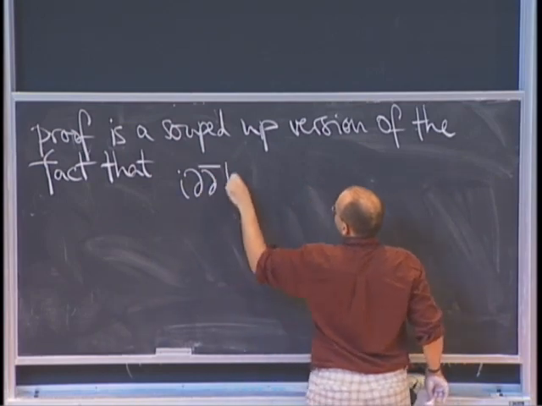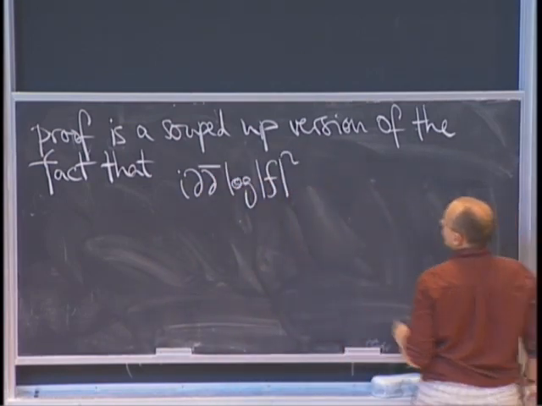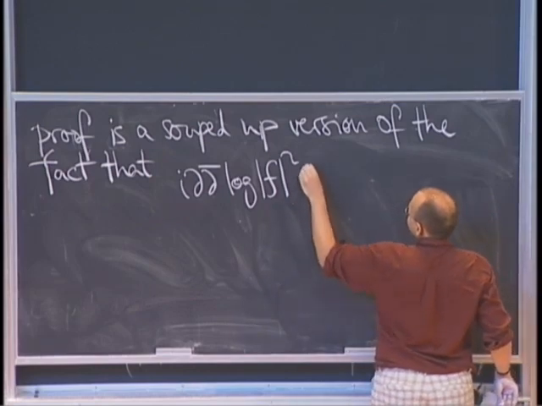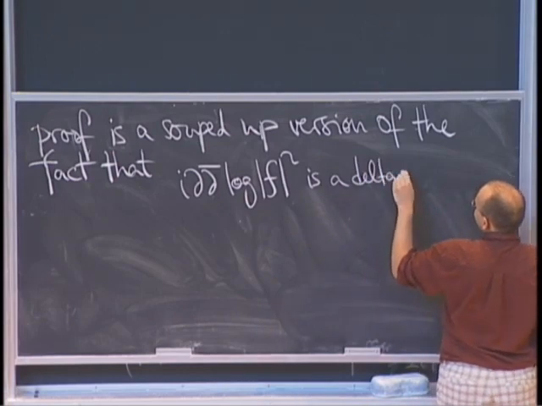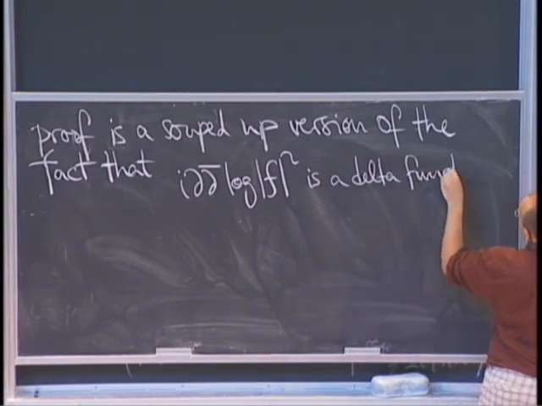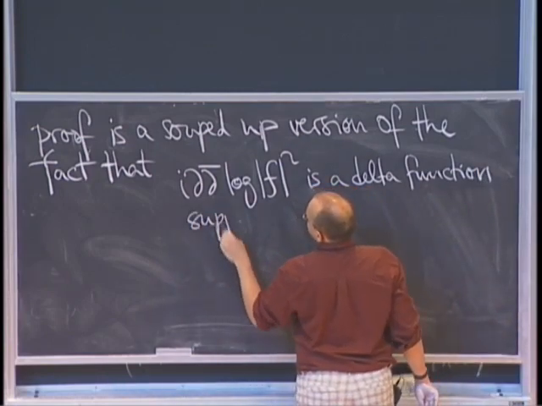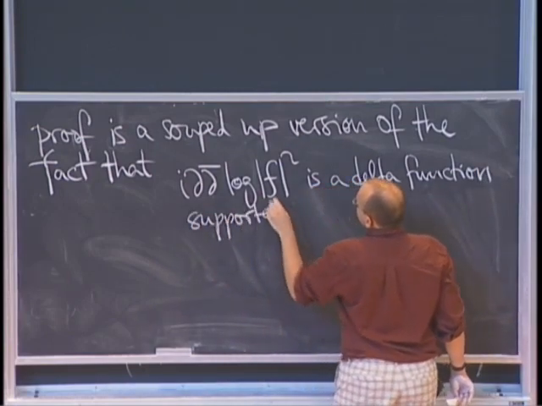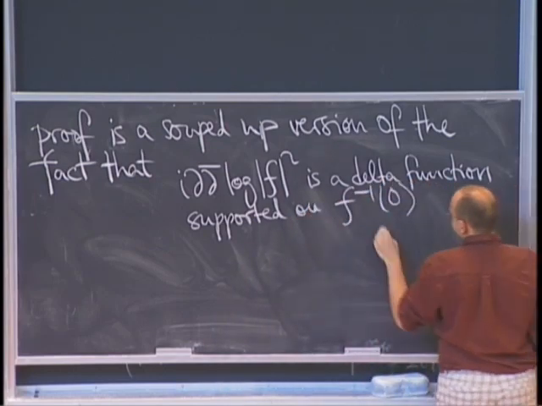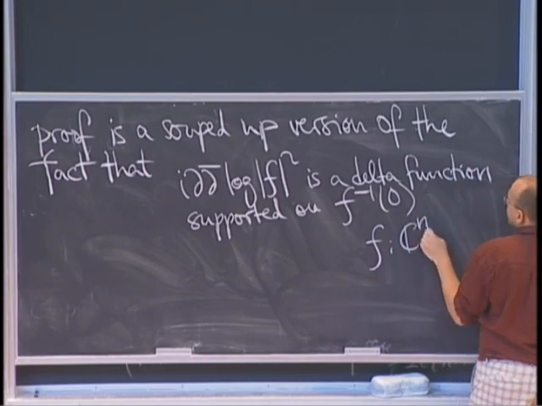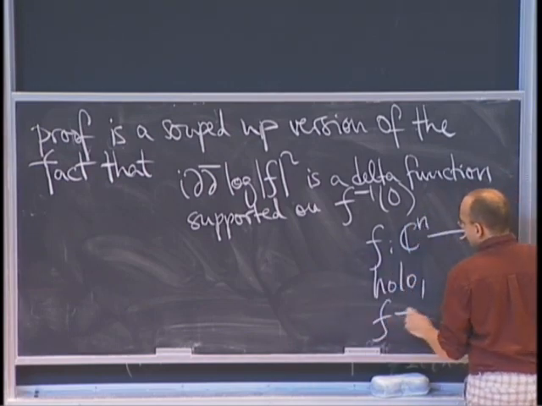i∂∂̄ log |f|² is a delta function supported on the zero set of f, if f is a holomorphic function from Cⁿ to C, holomorphic and not identically zero.